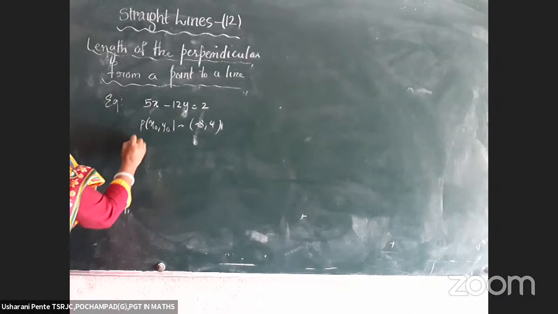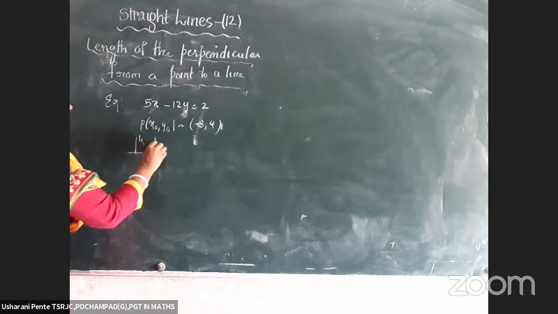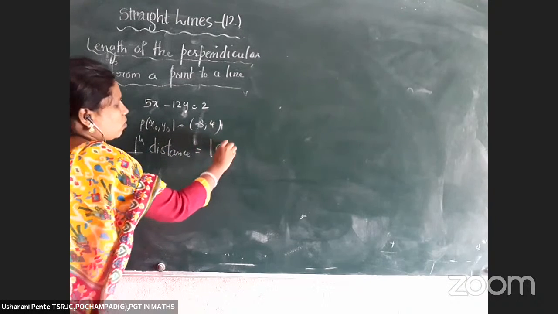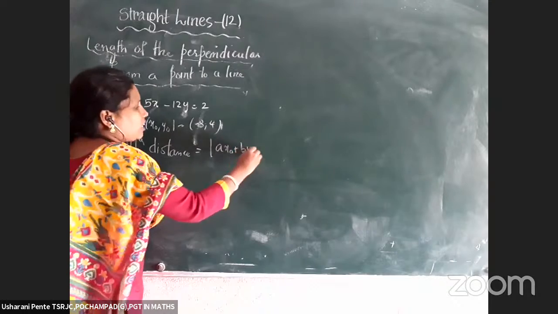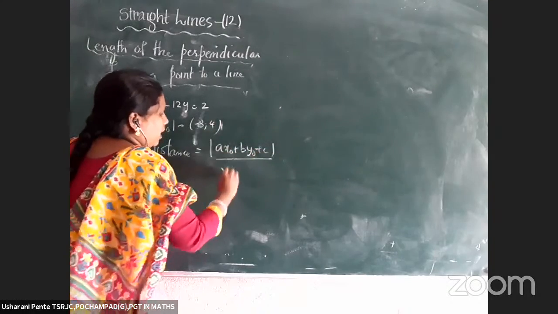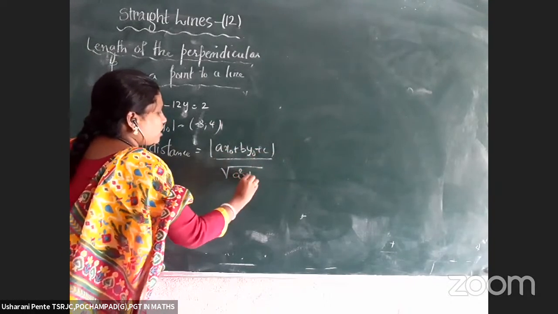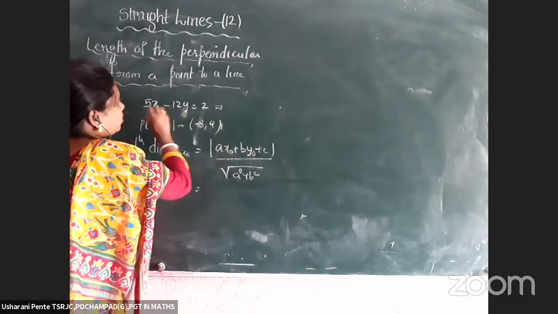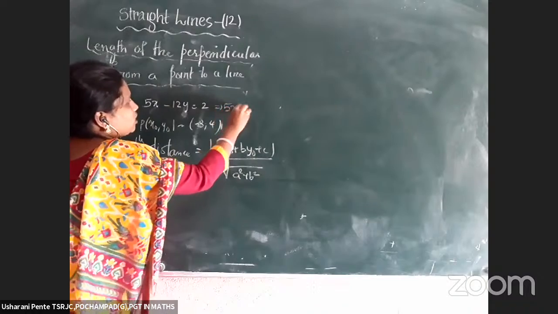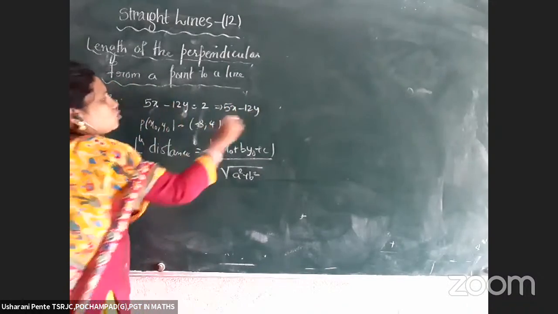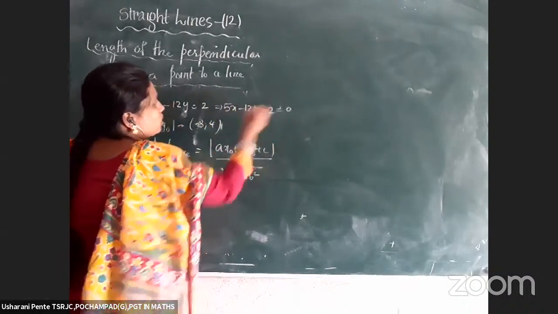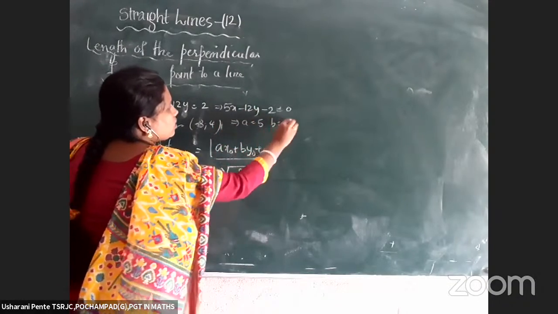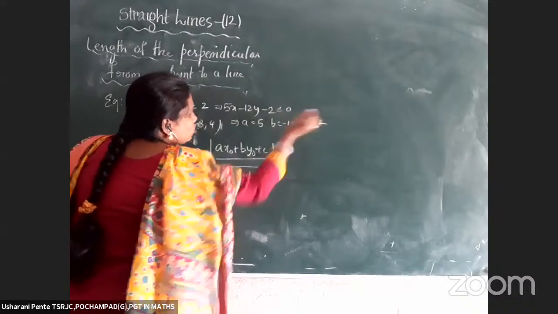Now, to find the perpendicular distance, as we know, the perpendicular distance is equal to mod of Ax0 + By0 + C by under root of A square plus B square. So from this, what is A? This equation can be written as 5x - 12y, taking this 2 to the other side, minus 2 is equal to 0. This implies A = 5, B = -12, and C = -2.